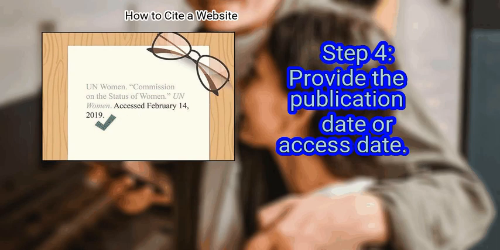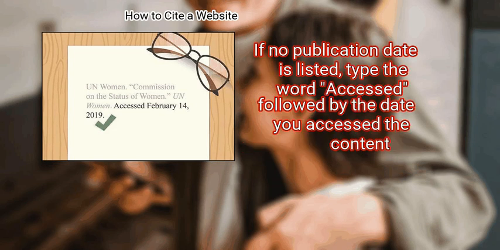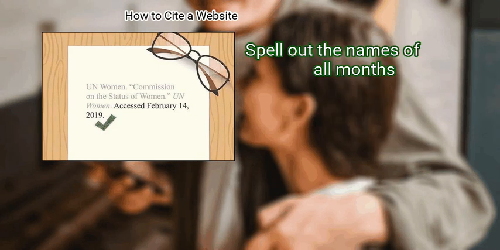Step 4. Provide the publication date or access date. If the content you are citing has a specific publication date associated with it, provide that date in month-day-year format. If no publication date is listed, type the word accessed, followed by the date you accessed the content. Spell out the names of all months.